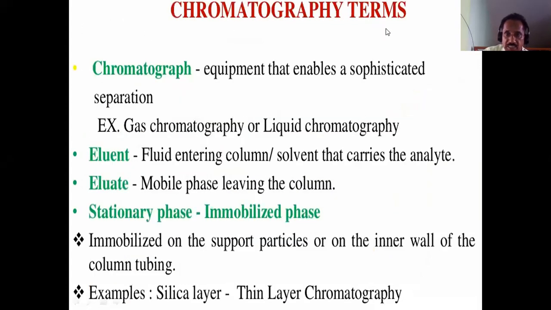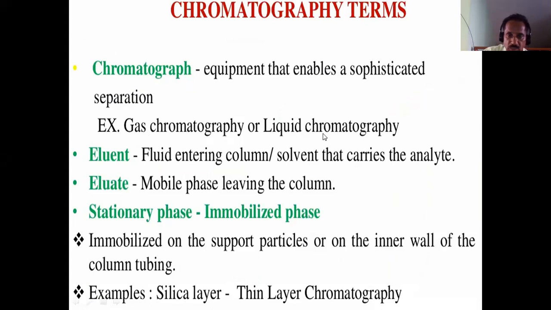In chromatography, there are different terms you will come across. The chromatograph means the equipment that enables a sophisticated separation. In thin layer, the system is different. Paper chromatography or supercritical chromatography, that is called a chromatograph. It is the sophisticated instrument which is used for the separation.